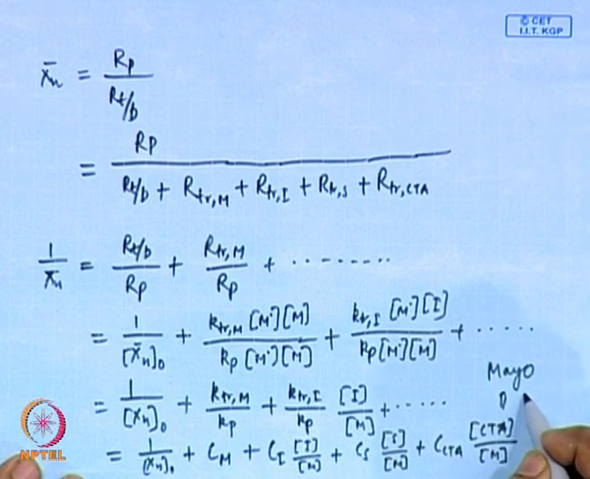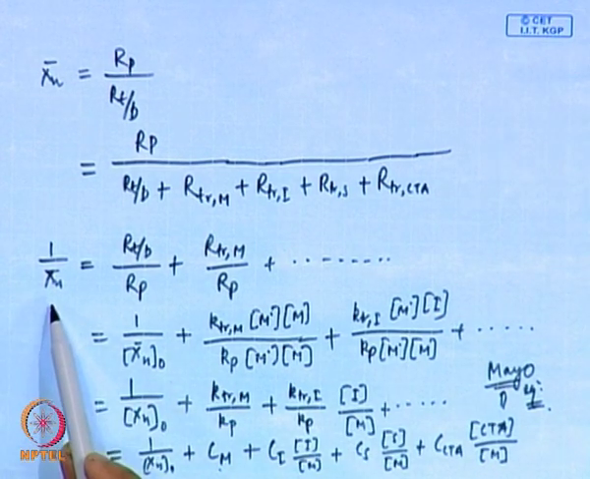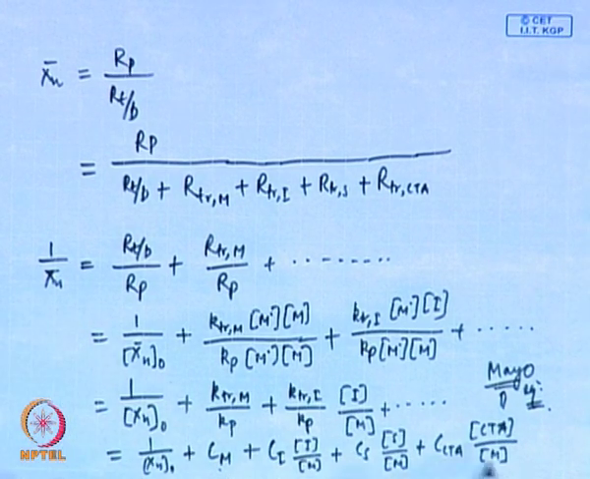Okay. Now, this is the Mayo equation. So, anything which increases the value of the right hand side will decrease the molecular weight. In the absence of any transfer reaction, you get the highest molecular weight, which is basically the molecular weight we get in the absence of transfer reactions.